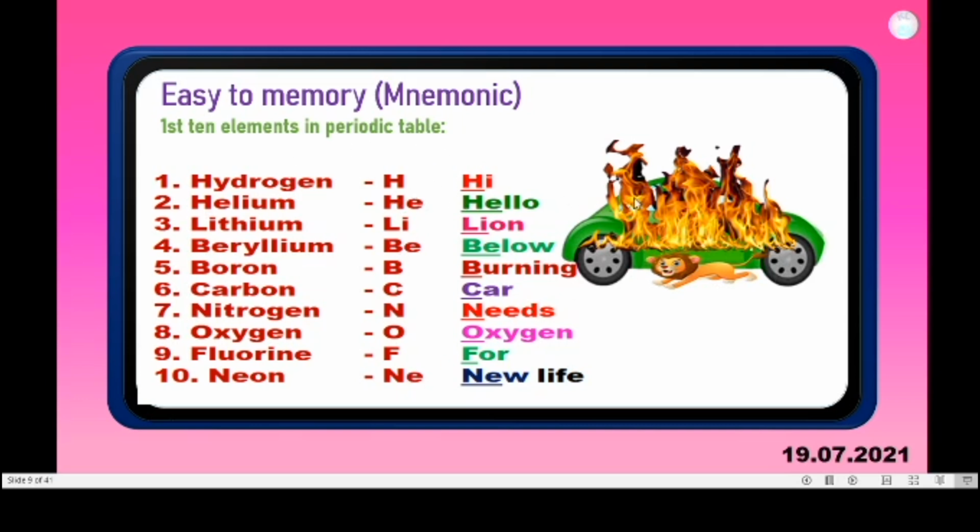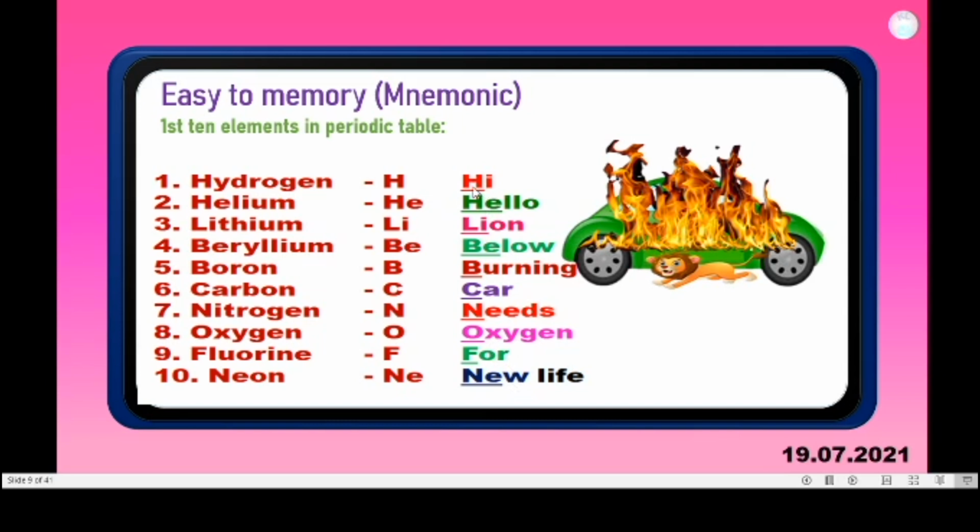I prepare the names and the symbols. Okay, here the car is burning. One lion is under the car. I prepare one mnemonic. Hi, hello, lion below, burning car needs oxygen for new life.